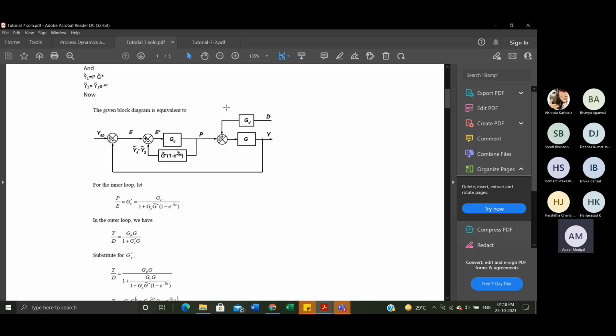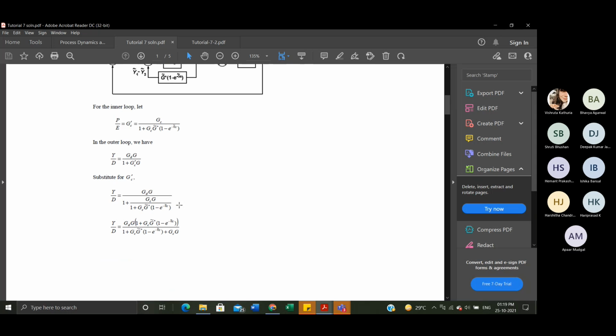Now we need to find the transfer function Y by D. It would be equal to G into Gd, which is the already known formula, multiplied by all the transfer blocks in a straight line. So it would be Gc bar into G. Gc bar is the transfer block for this whole loop. Now, replacing the value for Gc bar, we can find the Y by D transfer function.